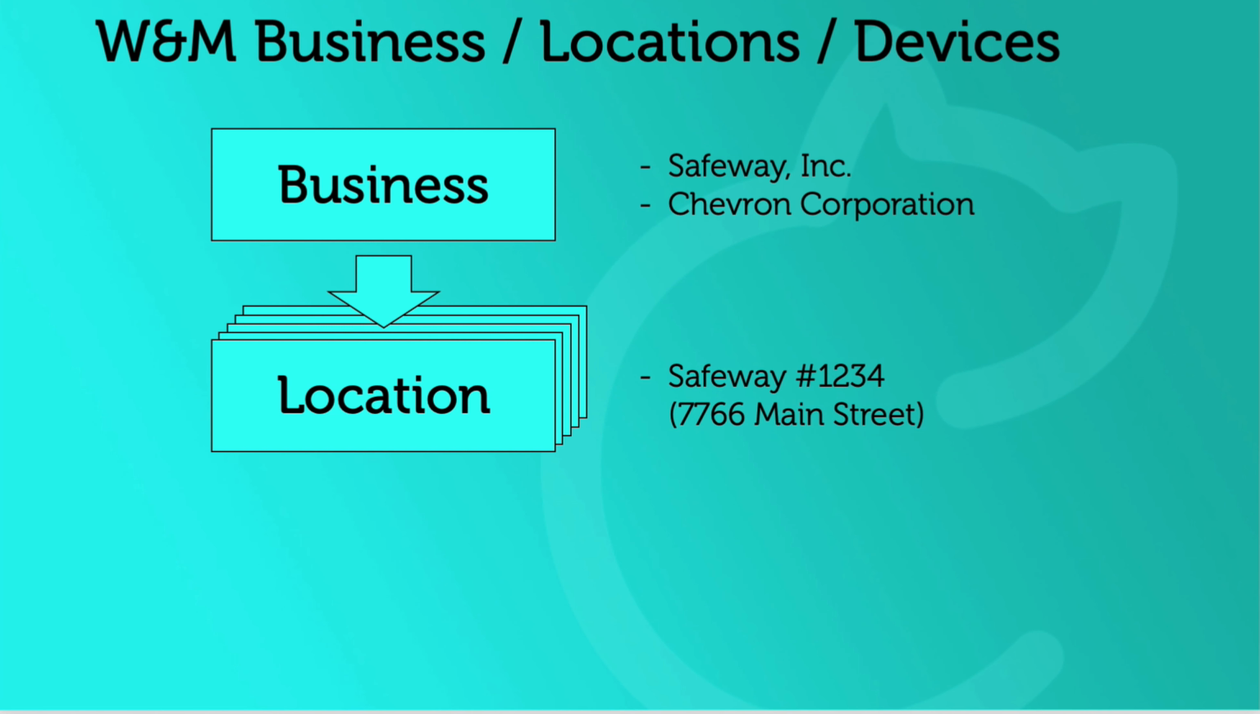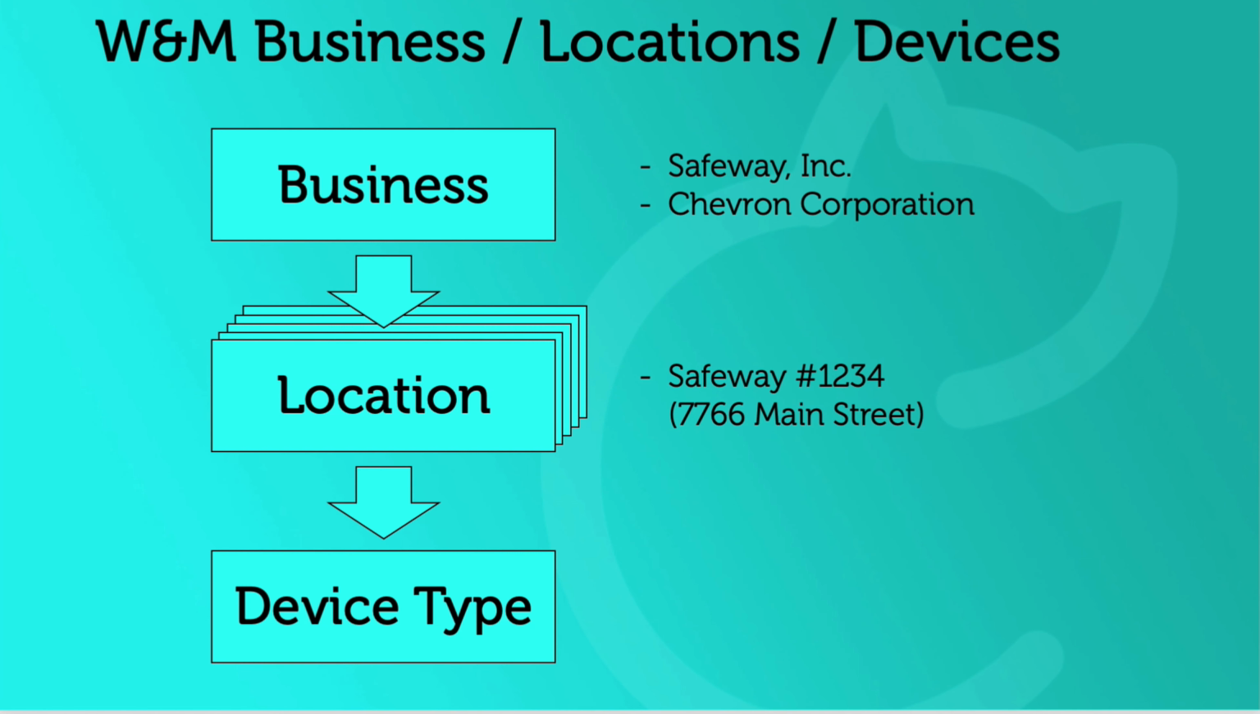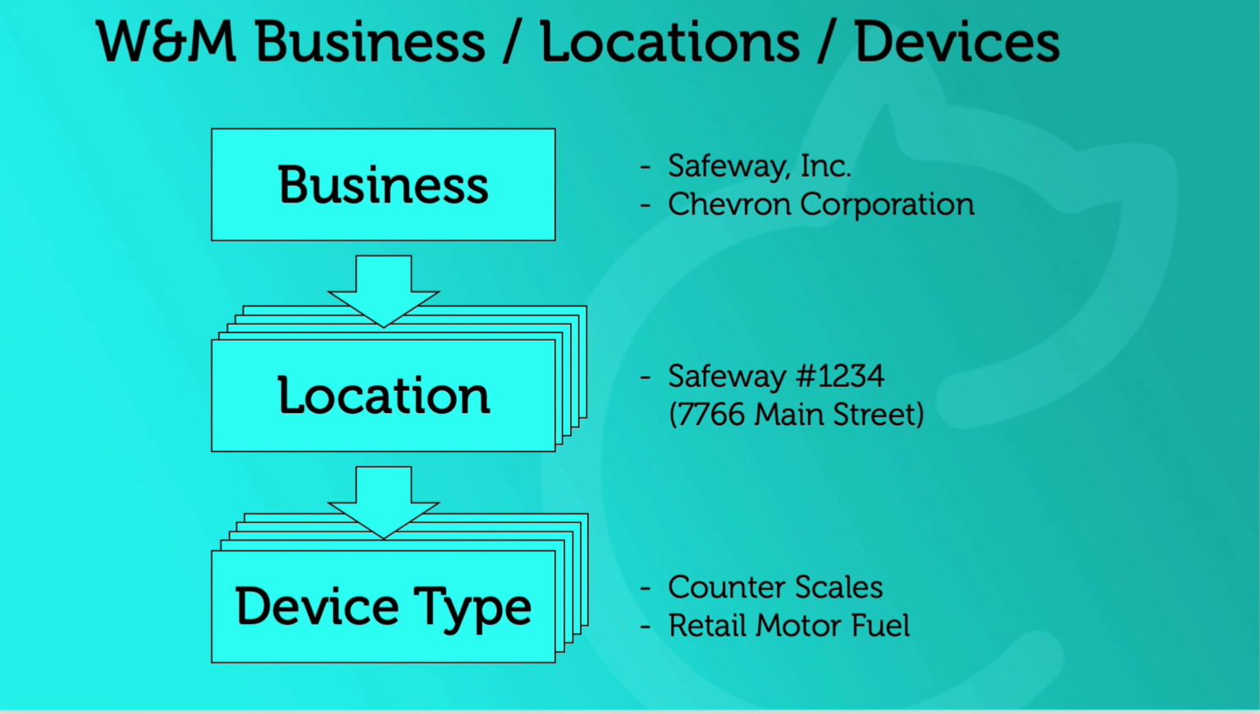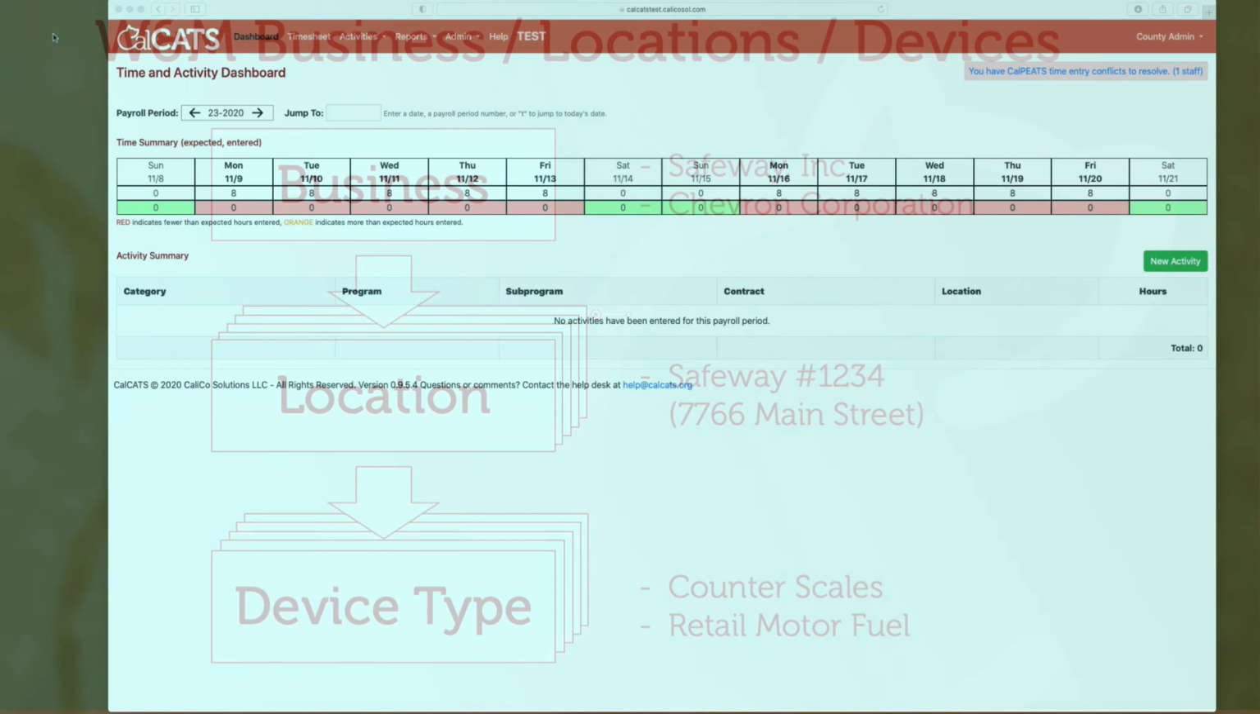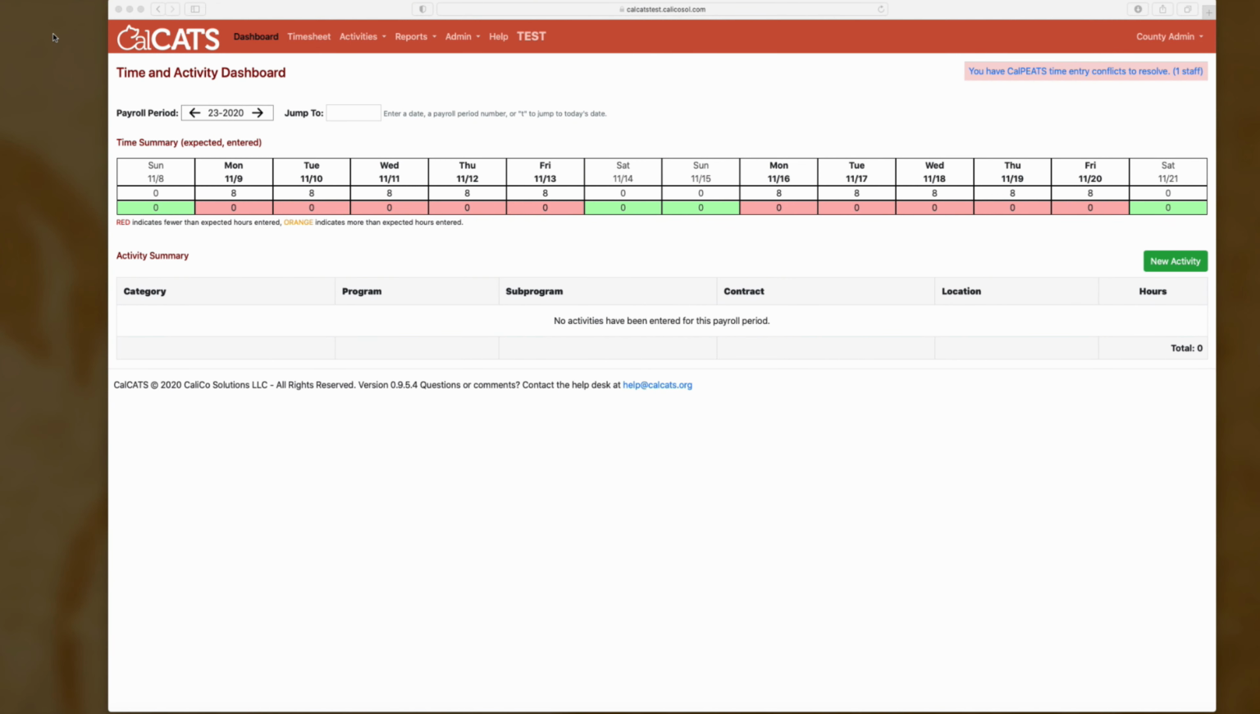And then in that location, there can be multiple device types, and device type can be counter scales or retail motor fuel, gas pumps. And certainly a location can have multiple of those device types. So this here is the relationship between business and location and device types, and it's this hierarchical relationship here. So let's jump into CalCATS and create some businesses and location and device types.